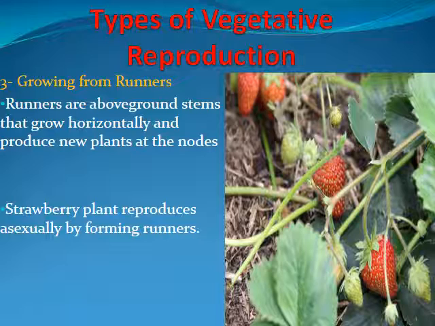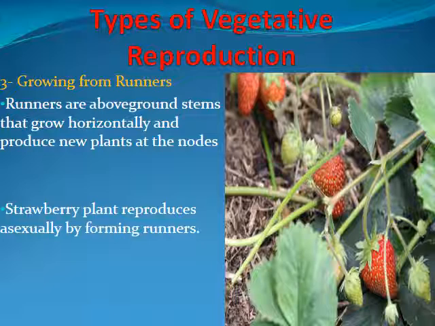Yes, Ali. Can you define runners? What are runners? Above ground stems. Excellent. That grow horizontally. They are above ground stems that grow horizontally and produce new plants at the nodes. Strawberry plant reproduces asexually by forming runners. An example of runners is the strawberry plant.